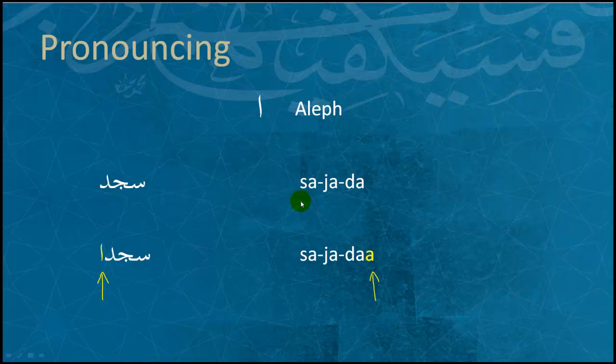Now repeat after me. Sa, ja, da. And this word down here, similarly, is sa, ja, da. Notice the elongation of da at the end. It's not sajada, it's sajada. Not only is it elongated, but it's not an sound, it's an a sound, as in fashion.